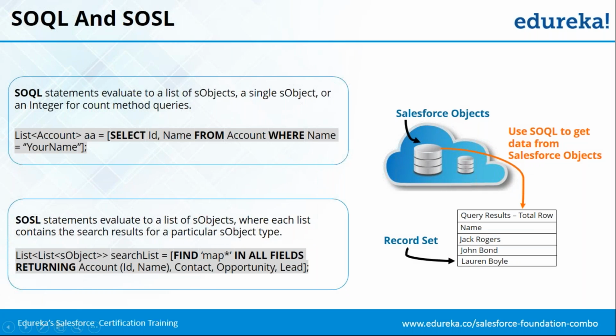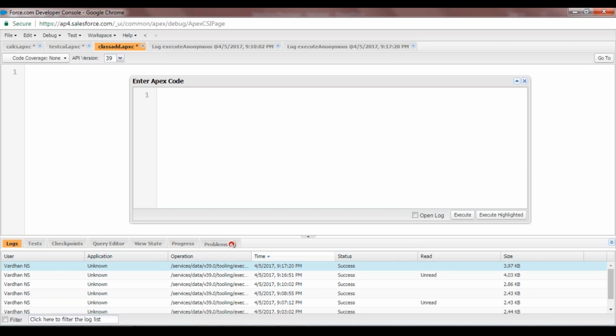Okay, so let me open the developer console. Let me show you how these queries can be performed. Let's say I want to first add a particular record to my Contact object. So I'm going to call that object first: Contact, I'm going to give the variable c, and say new Contact. Then I'm going to use this variable and add the first name. So I'll do c.FirstName, and in brackets I can give any name, say Michael.